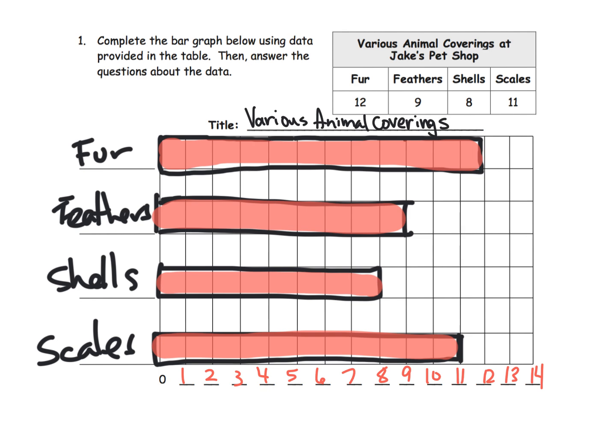Okay. And now, of course, once you've got your bar graph created, man, students can ask any number of questions. How many more animals are covered with feathers than shells? Or what is the combined number of animals with fur and feathers? Or you could say, how many animals are there in the pet shop altogether? There's just so many different kinds of questions that our students could ask.